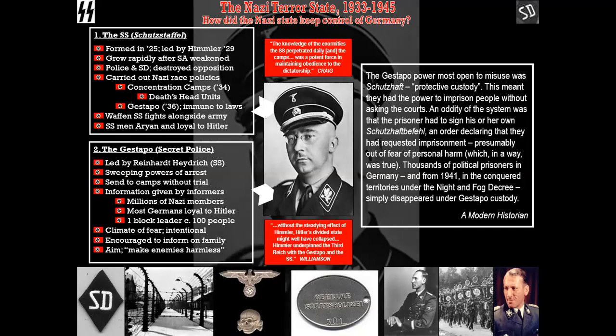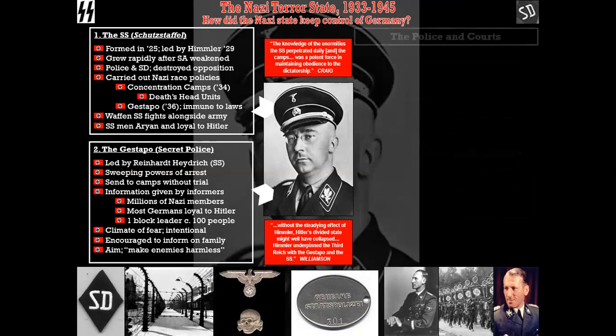Thousands of political prisoners in Germany, and from 1941 in the conquered territories under the Night and Fog Decree, and we'll come back to that when we talk about how they deal with occupied territories, simply disappeared under Gestapo custody. Can you see why people are scared? You don't know why people get arrested, and then they don't come out.